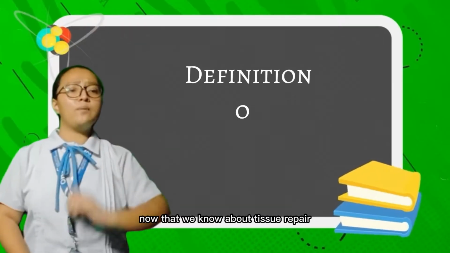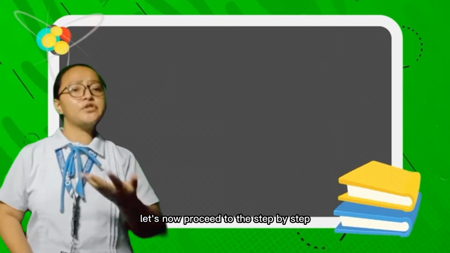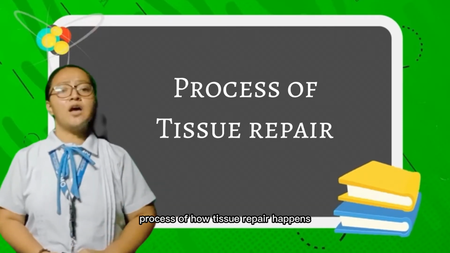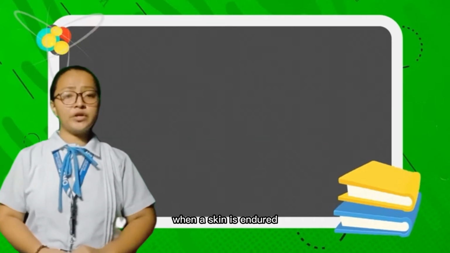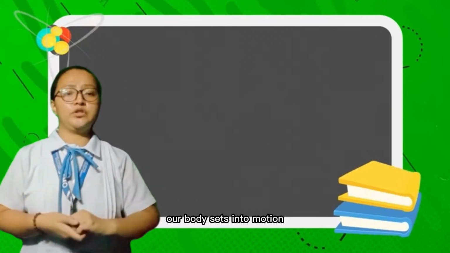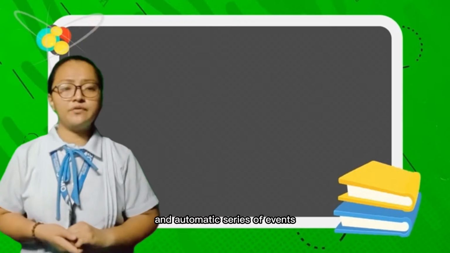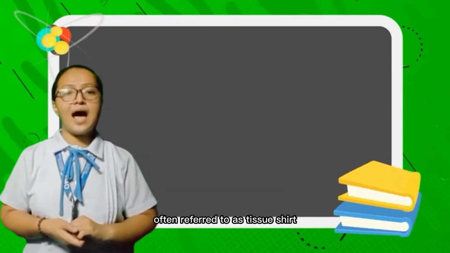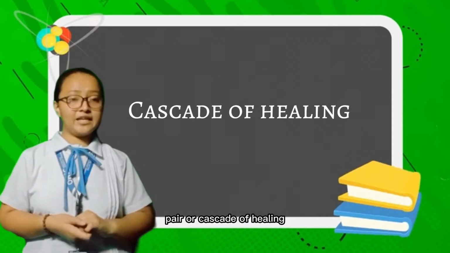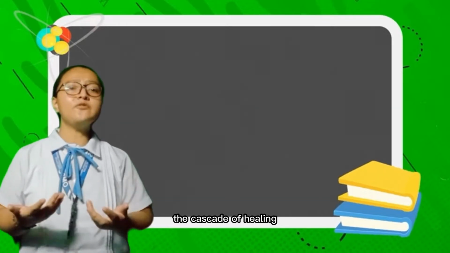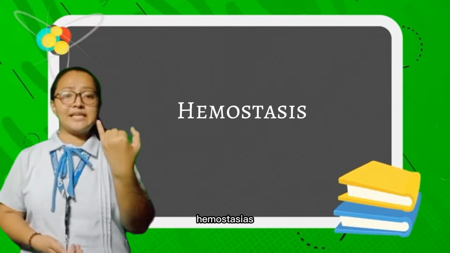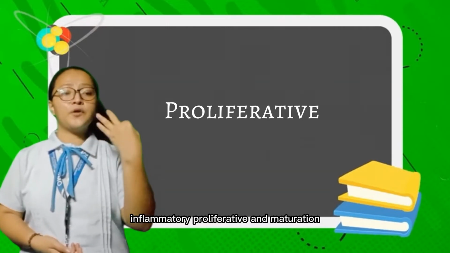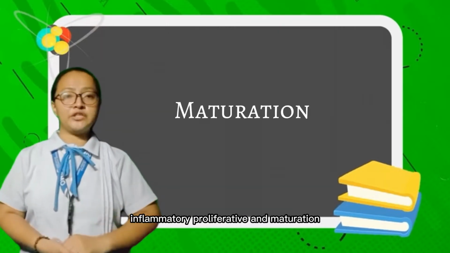Now that we know about tissue repair, let's proceed to the step-by-step process of how tissue repair happens. When the skin is injured, our body sets into motion an automatic series of events, often referred to as tissue repair or the cascade of healing. The cascade of healing is divided into 4 overlapping phases: hemostasis, inflammatory, proliferative, and maturation.